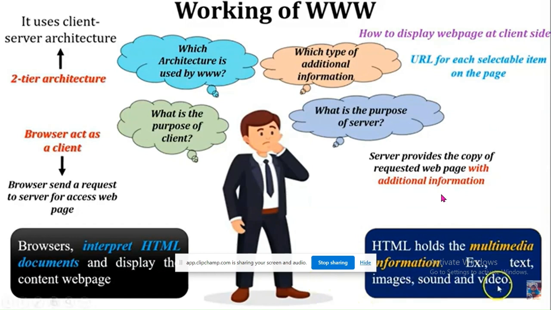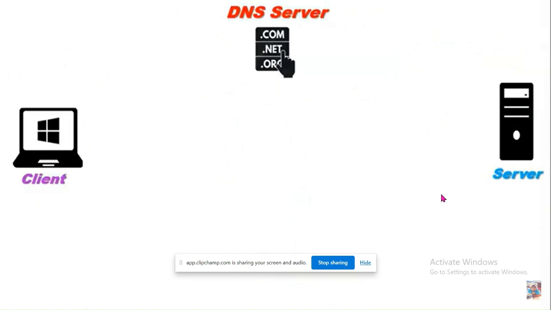Let us discuss the working of the World Wide Web through the client-server scenario. Now here you can see there is one client, one server, and one DNS server. Here DNS stands for Domain Name Server. The purpose of the DNS server is IP to name and name to IP conversion. Let us take one example.